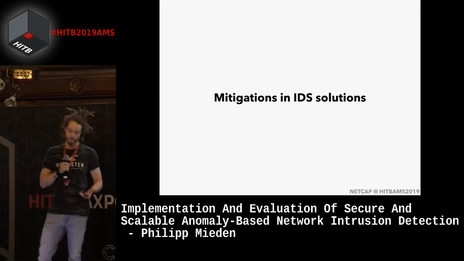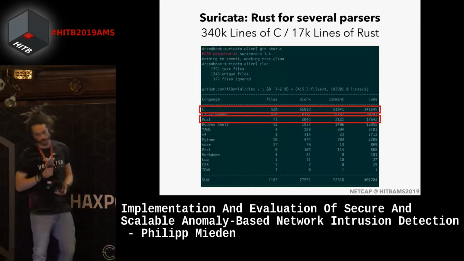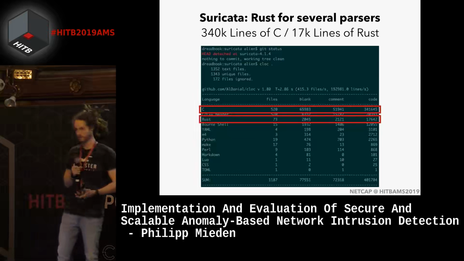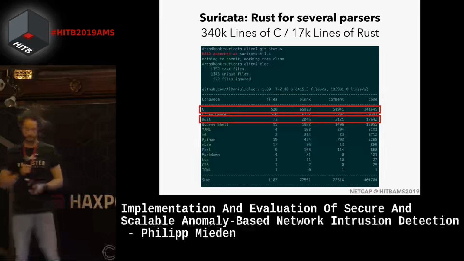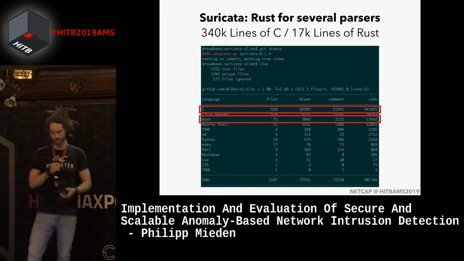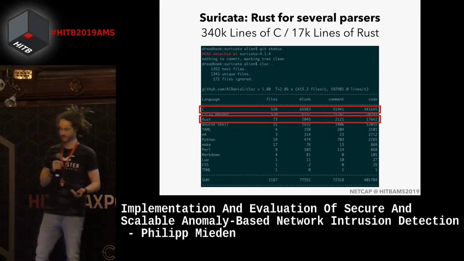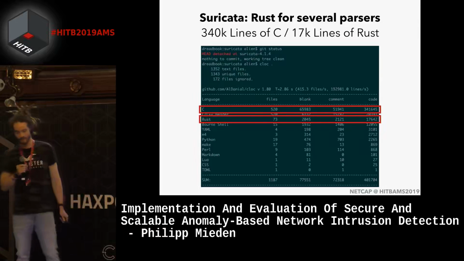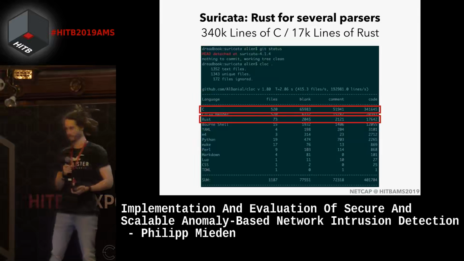So let's have a brief look at the mitigations in current intrusion detection solutions. Suricata is using Rust for several parsers. They started using Rust for the DNS parser, and by now certain other protocols also use Rust for parsing. But if you look at the ratio of C code to Rust code, the majority is still C. To be precise, it's 340,000 lines of C to 17,000 lines of Rust. So there is still a long way to go.